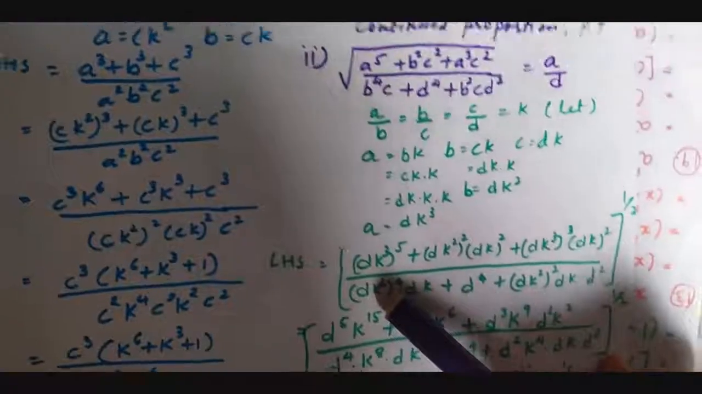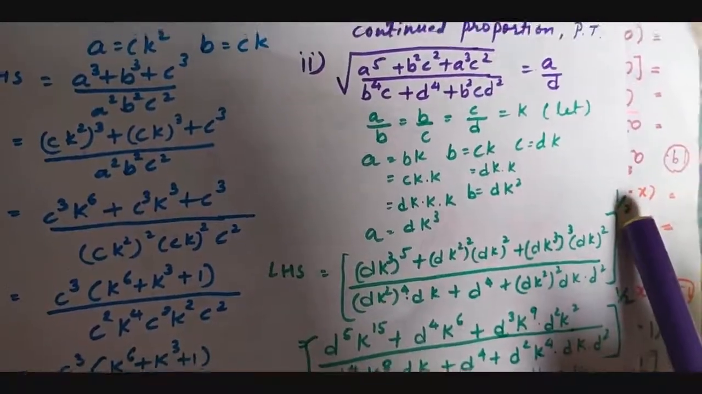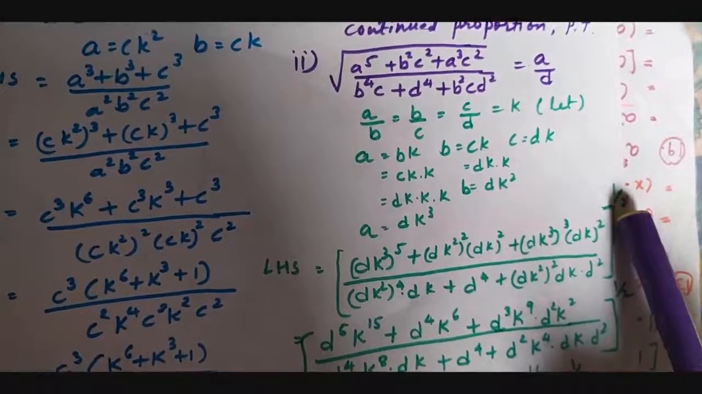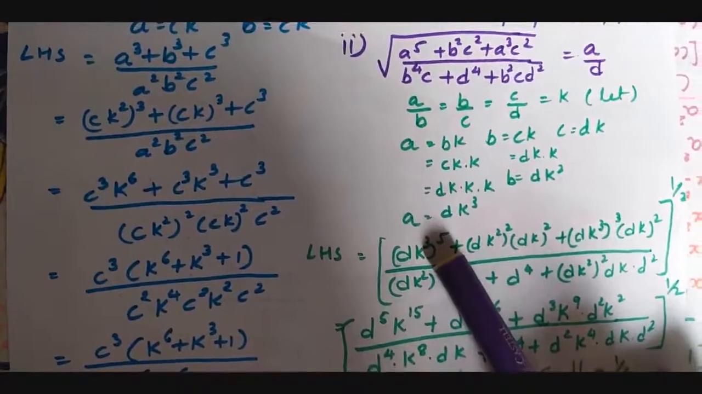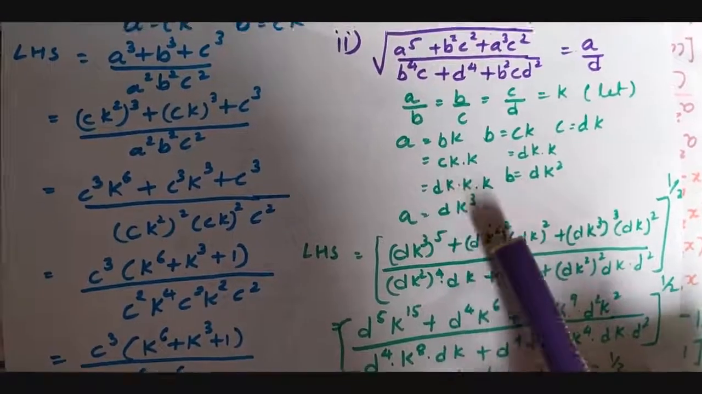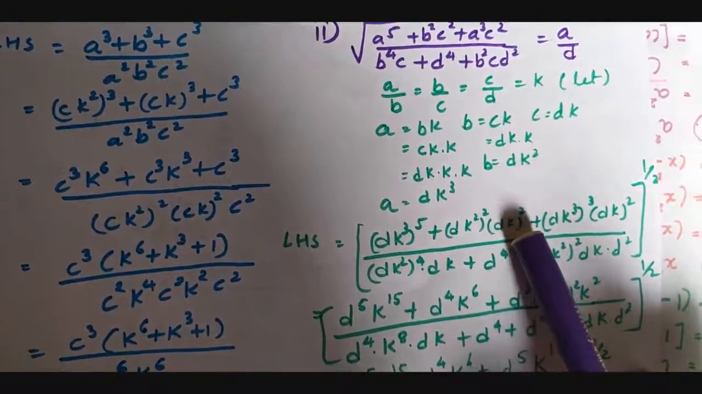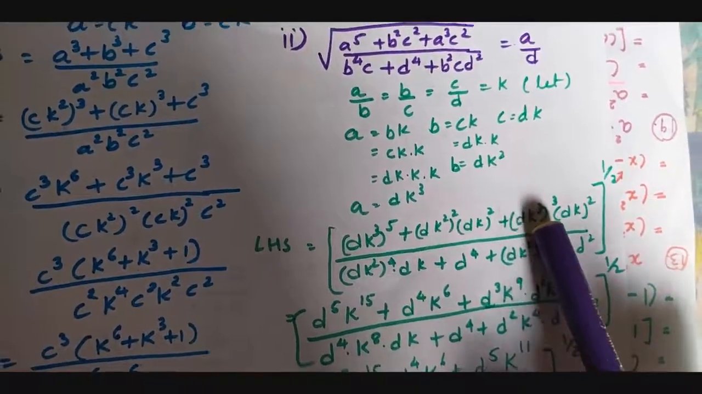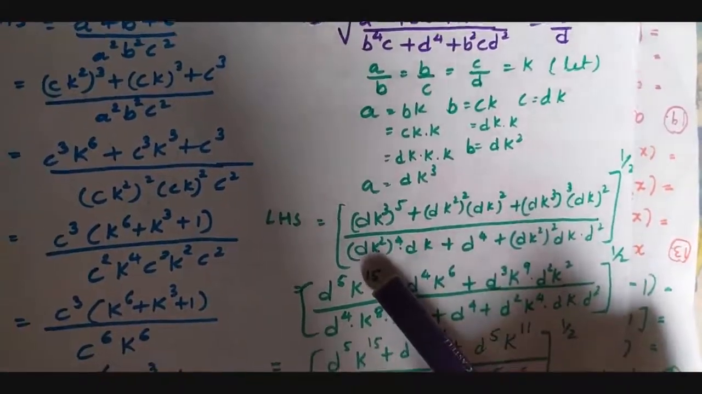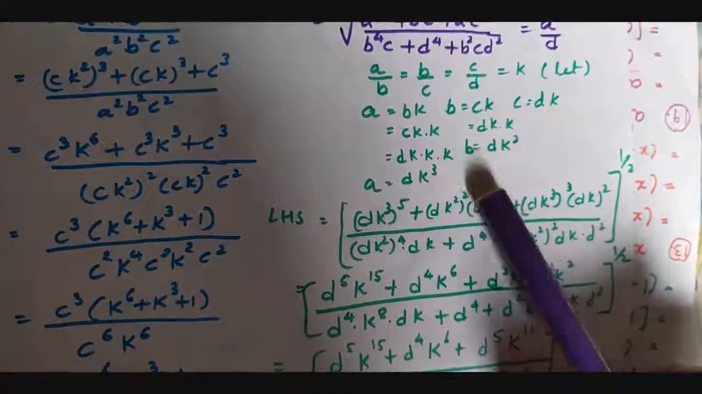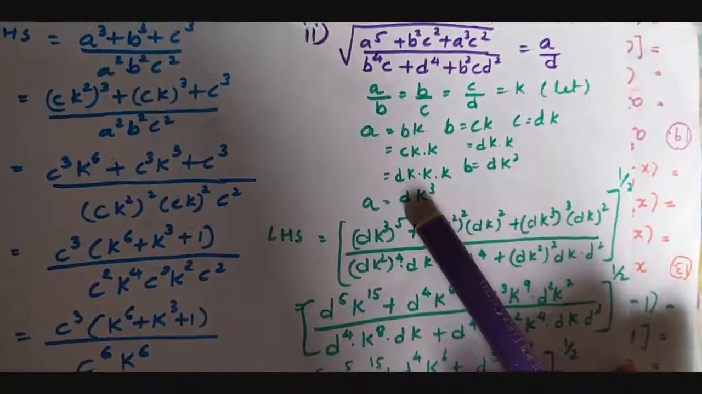Now your left hand side is this. See, I have taken the square root sign as power half, for your convenience, you can write like this. Now, placing the value of A, DK cube, power is 5, that is kept. B square, DK square, square, C, DK square. A, DK cube, cube, C, DK square. Denominator, DK square raised to 4 into DK plus D raised to 4 plus DK square power square, DK into D square.